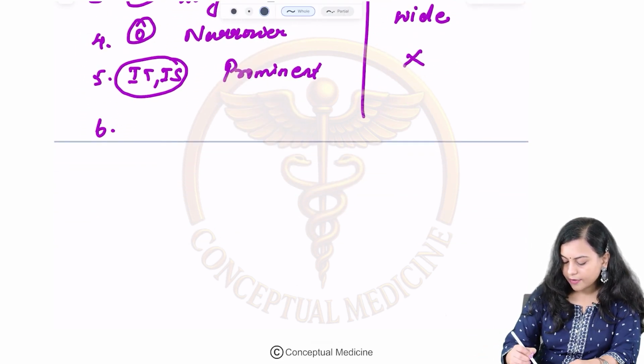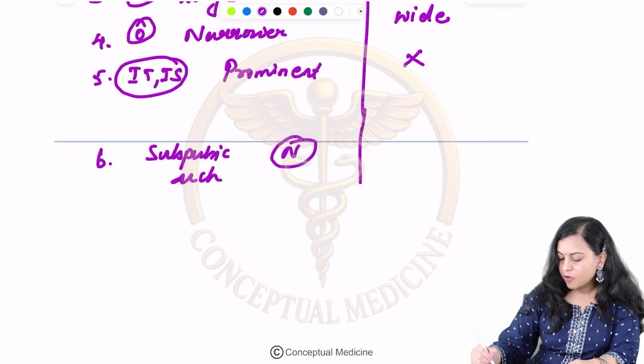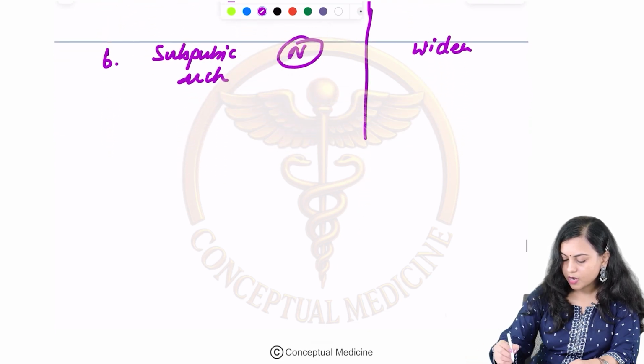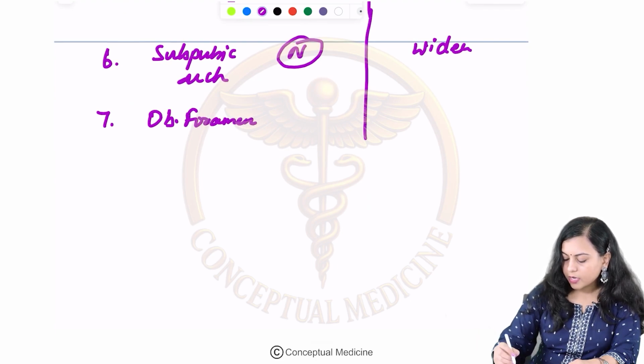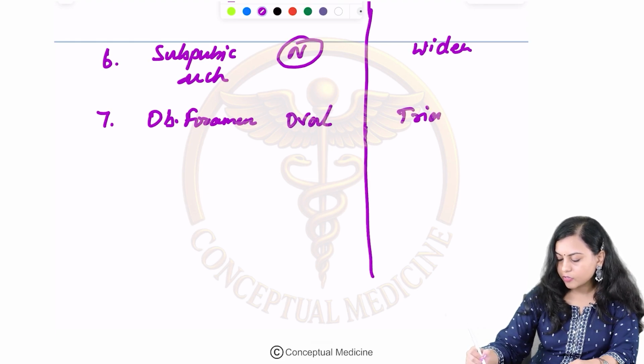In the next one, we have to see about the arch. If we see the subpubic arch, generally in males, it is narrower, whereas in females, it is wider. Coming to the obturator foramen. Obturator foramen in males is oval, whereas in females, it is triangular.